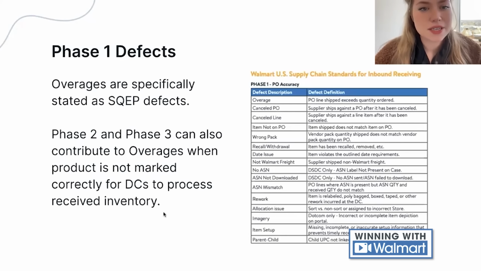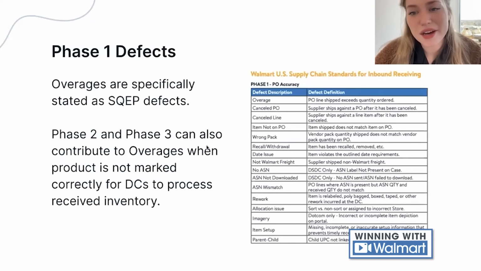Phase 1 defects. So this is specifically, again, with the SQEP program. Overages are specifically stated as SQEP defects. Phase 2 and phase 3 can also contribute to overages whenever the product is not marked correctly for the DCs to process the received inventory. So these are kind of the standards that they have for inbound receiving. You can see overages up here at the top.